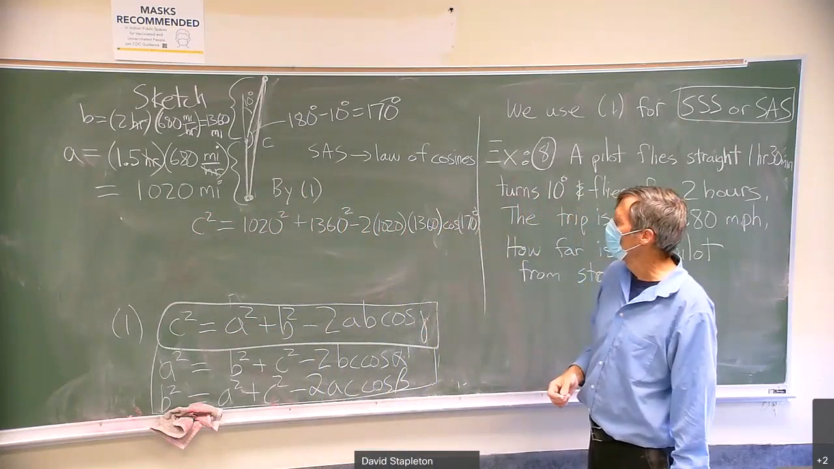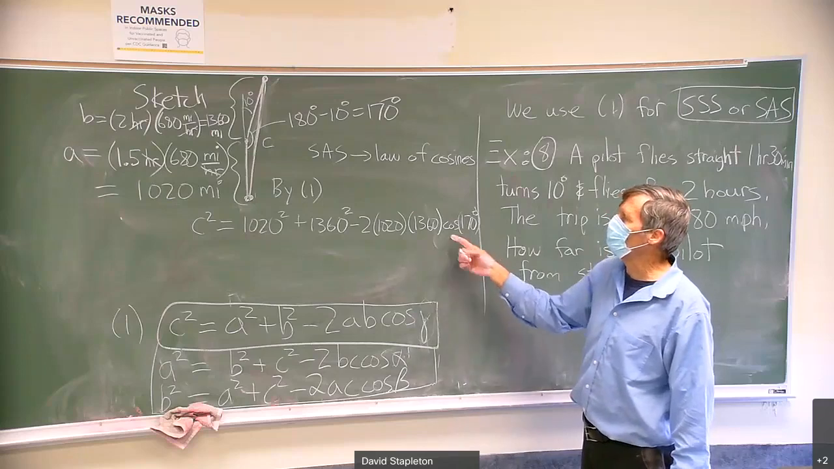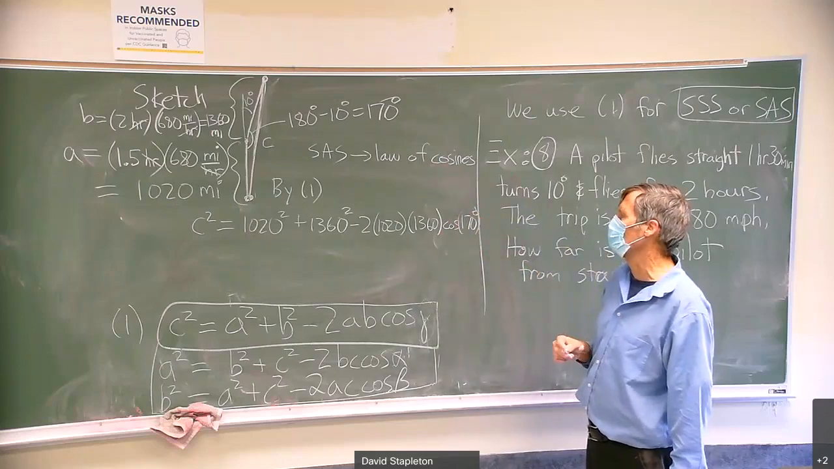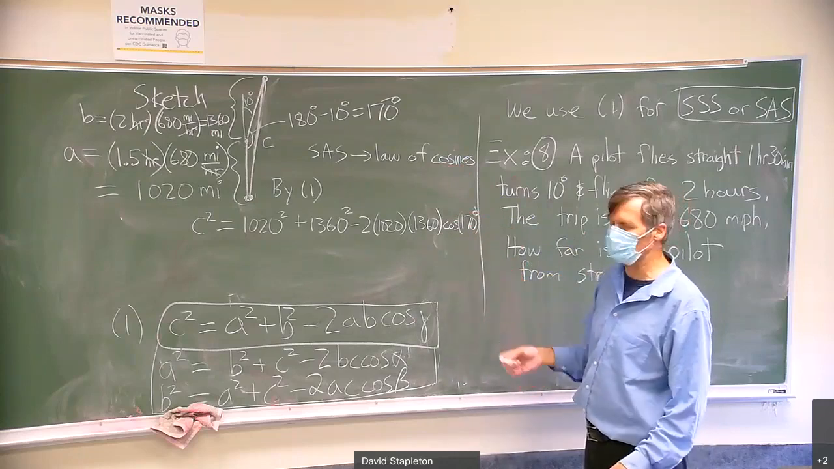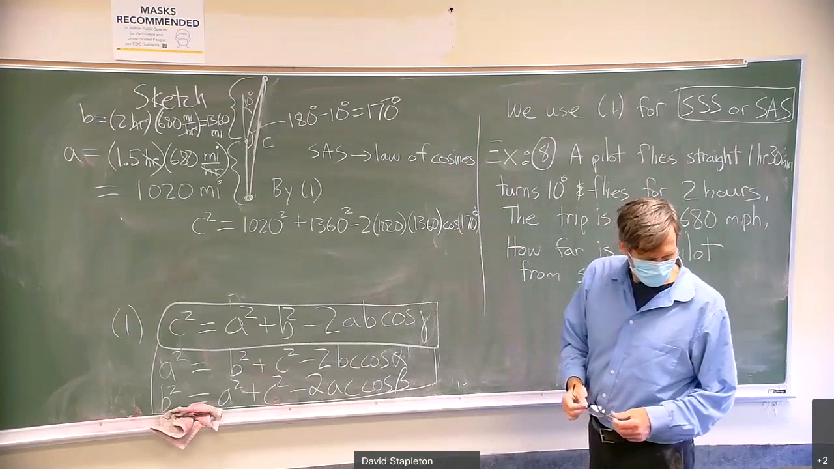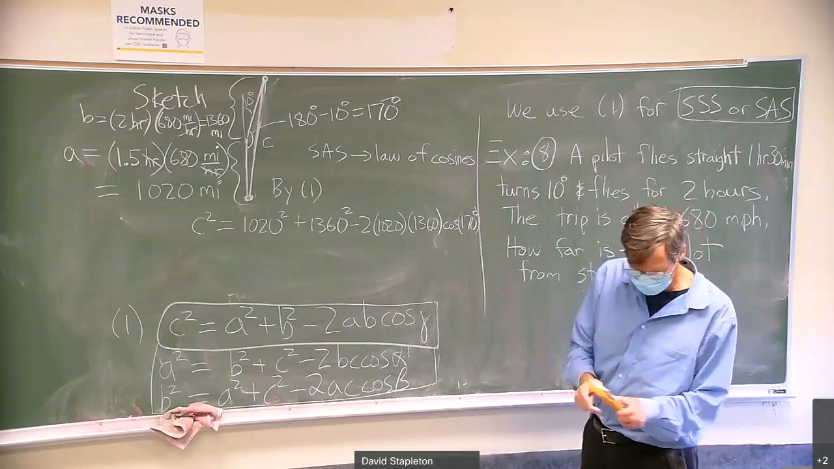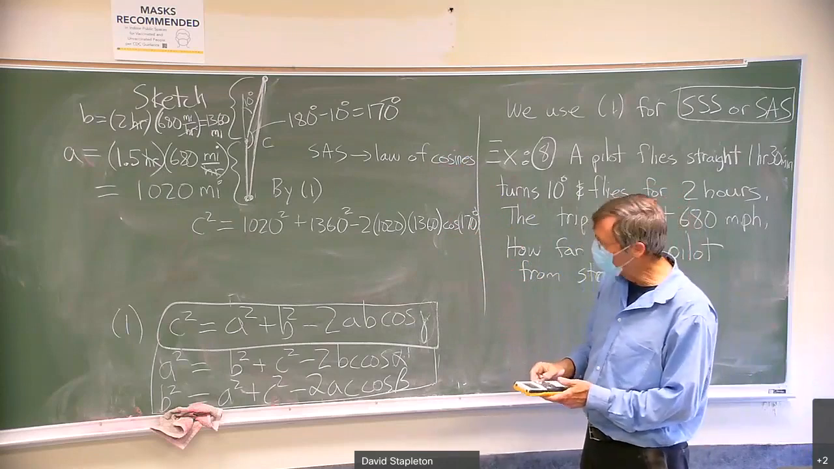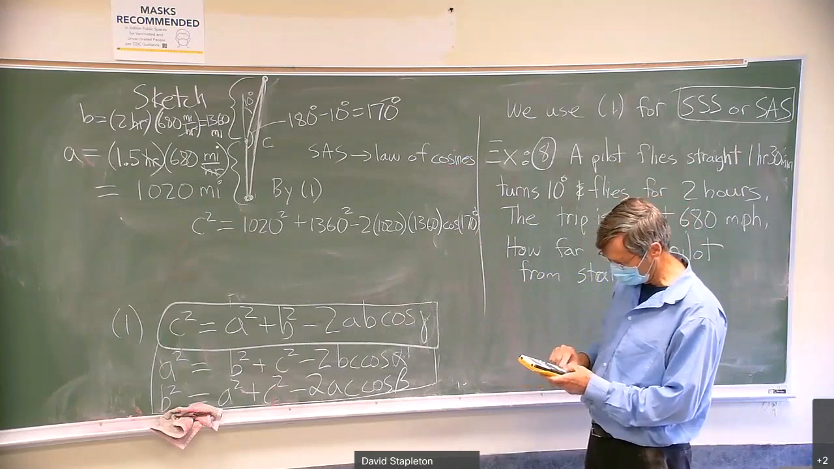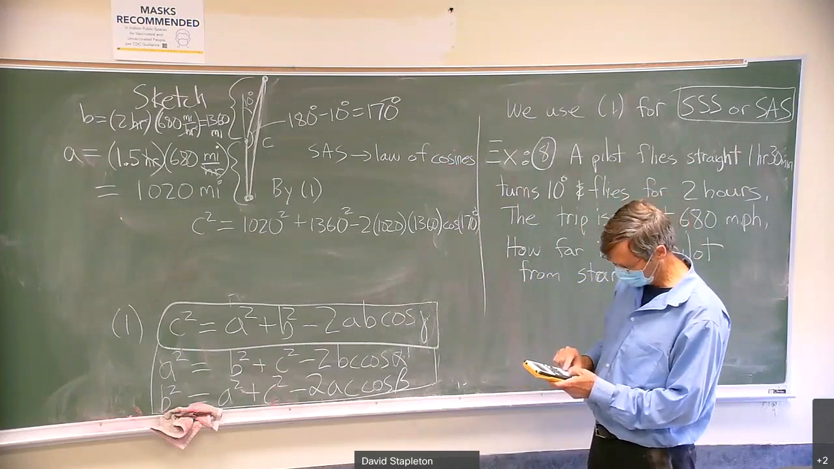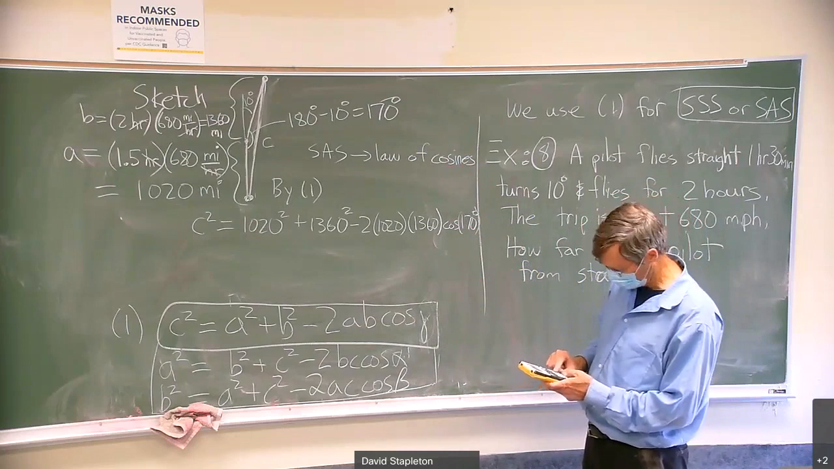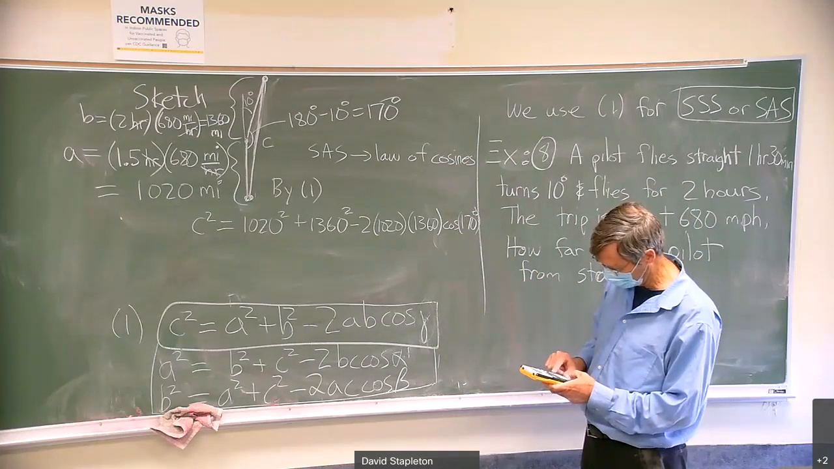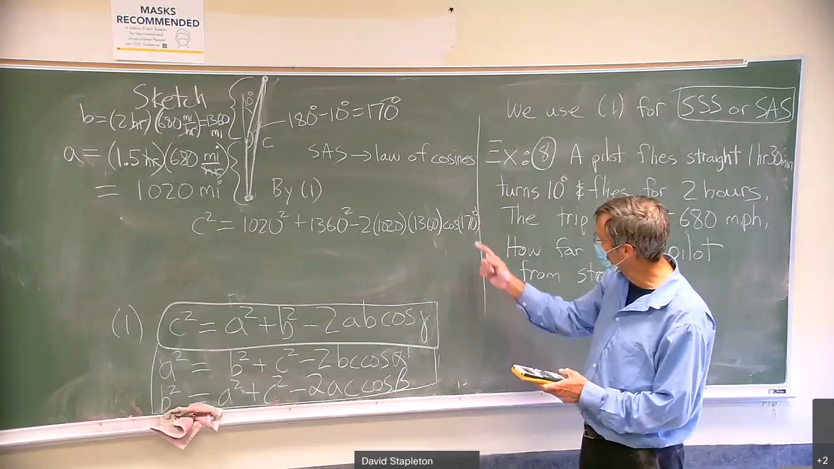There it is. Now I can get it. I'm trying to find C, the distance the pilot is from the starting point. All I have to do to get C squared is this number, then I'll just square root it. Right. So what is that? This is 1020 squared plus 1360 squared minus 2 times 1020 times 1360 times cosine. Make sure you're in degrees mode here.